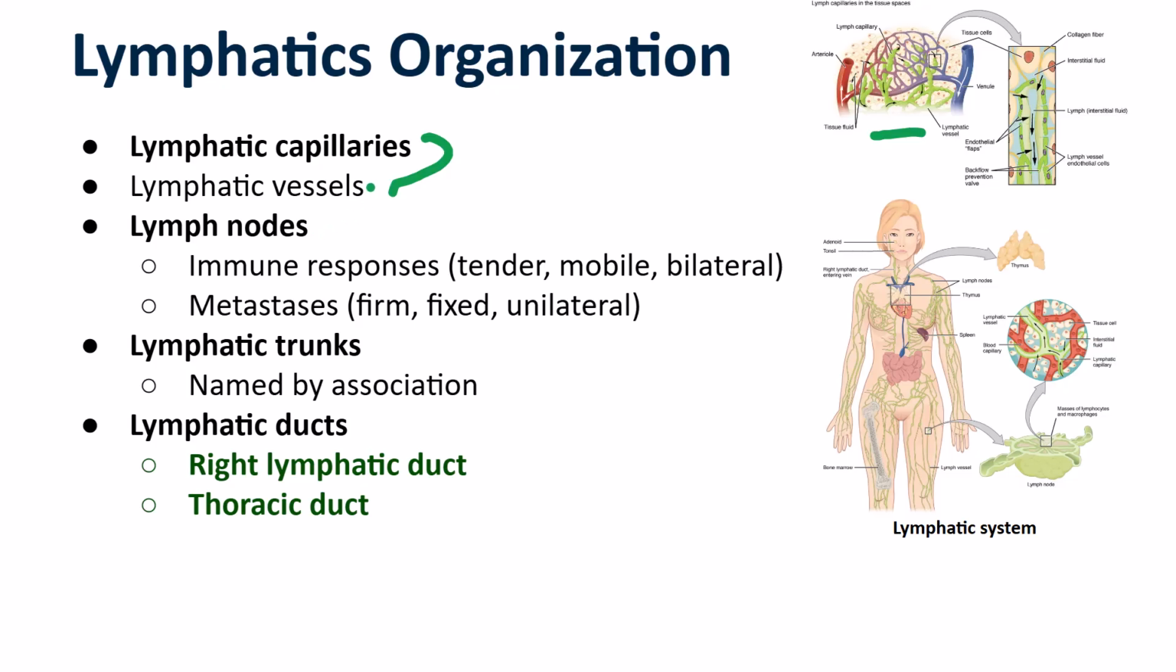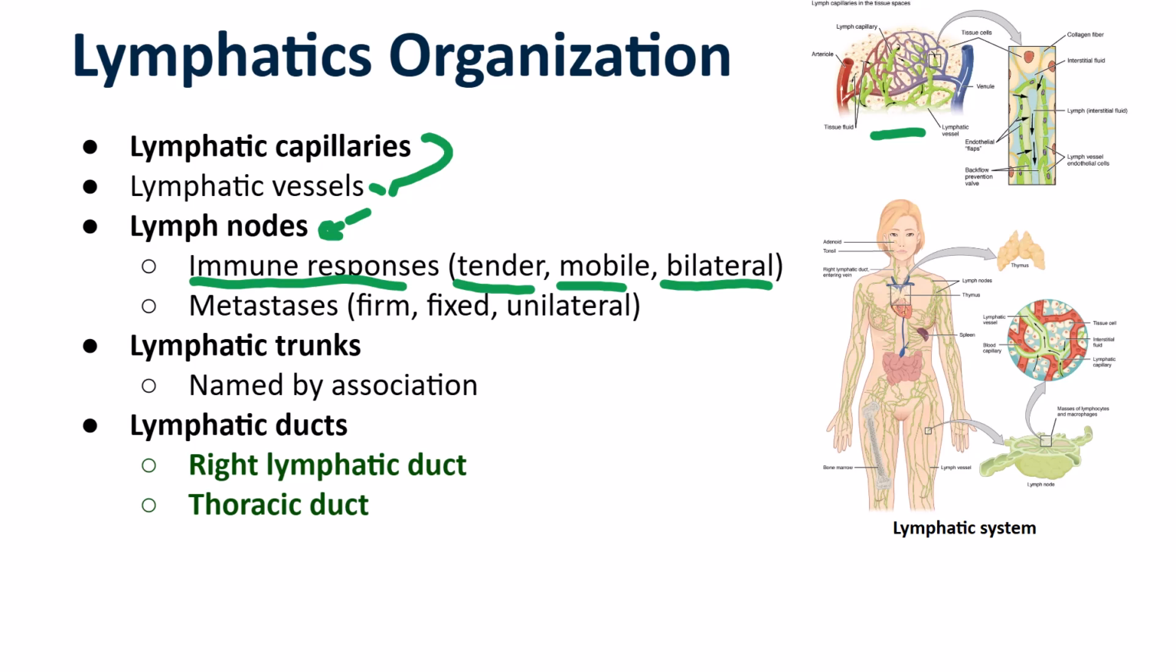Along the way, these lymphatic vessels filter the lymph through lymph nodes. And it's here where we have the opportunity of bringing pathogens along with their antigens into contact with lymphocytes as well as antigen-presenting cells such that we can have immune responses. Oftentimes, an immune response will present as lymphadenopathy, and that lymph node will be slightly tender, slightly mobile, and oftentimes found on both sides of the body, meaning bilateral.